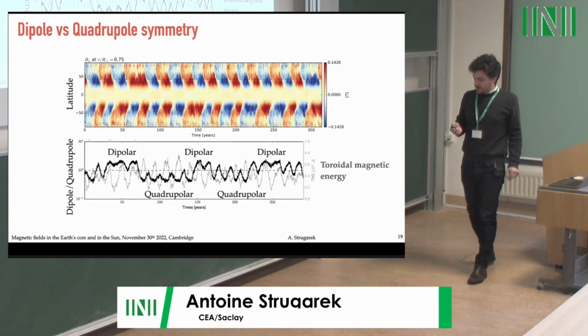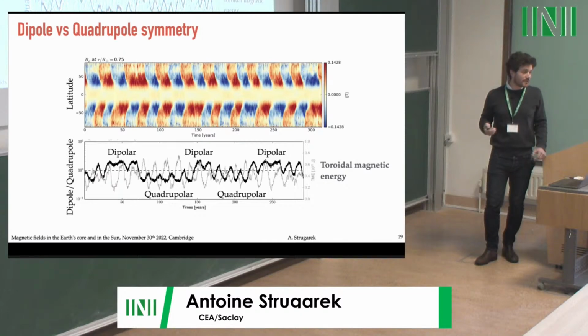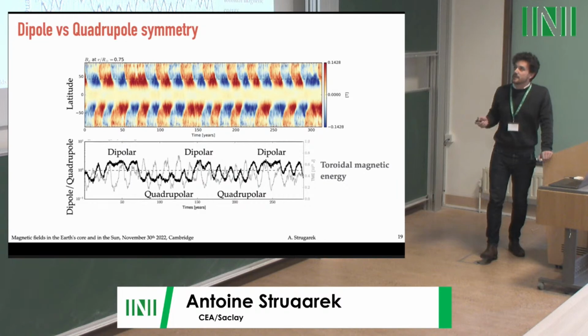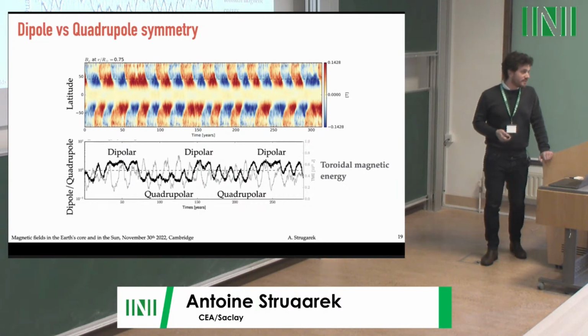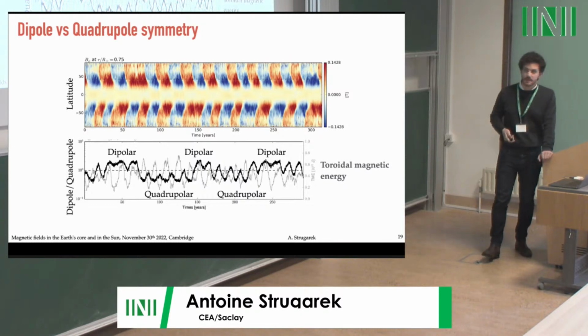So just on a side note, some of these models exhibit very interesting behavior in terms of the family of dynamo we get out of those models. They can get sometimes dipolar, sometimes quadrupolar, and vary in between those two families. Some of them just stay in the quadrupolar family, some of them stay in the dipolar family, and some, like this one, just switch from one to the other depending on the epoch of the simulation.